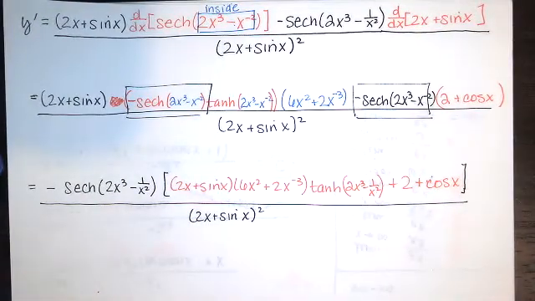Okay, so that's our derivative. We used one of our new rules plus the quotient rule. Okay, so we've got derivative rules. We had 6 of them.